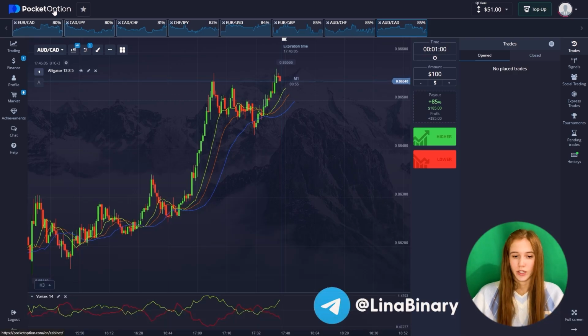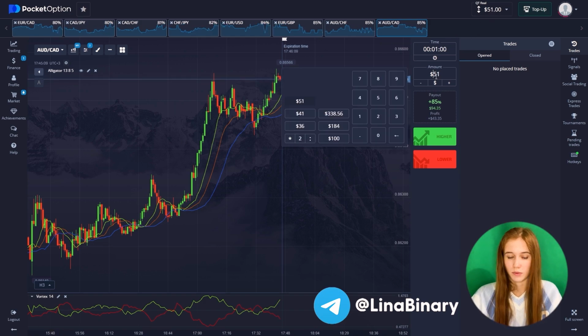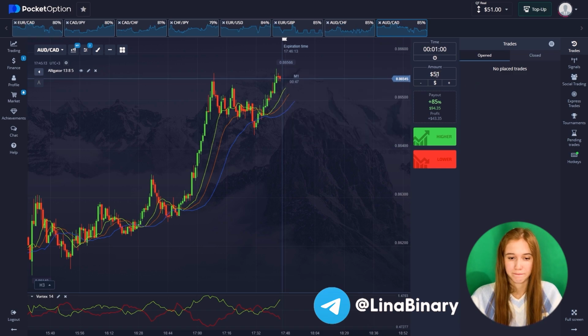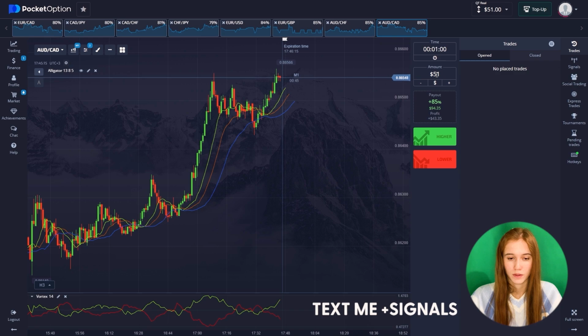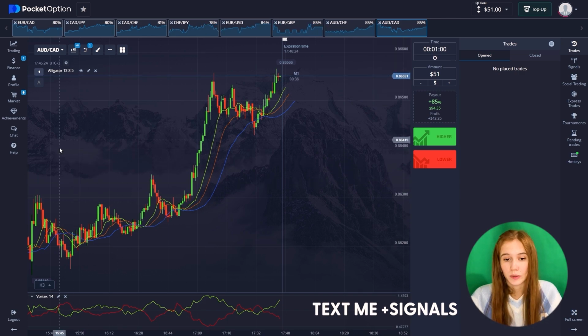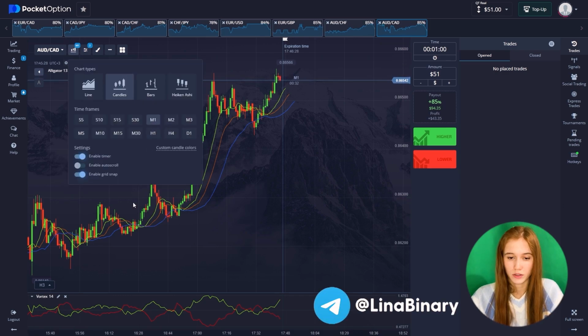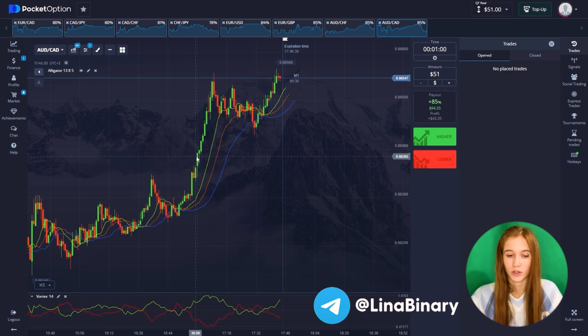So today we'll trade on broker Pocket Option with the amount $51. And we choose this amount. The time of our deals today will be 1 minute. One deal equals 1 minute. Therefore, we move on to our chart, minute time frame for our trading session.